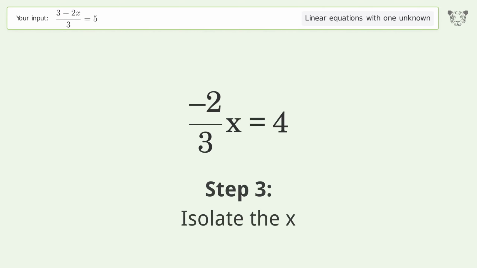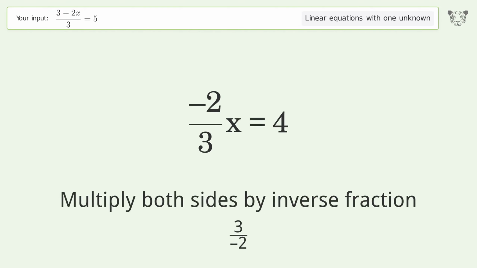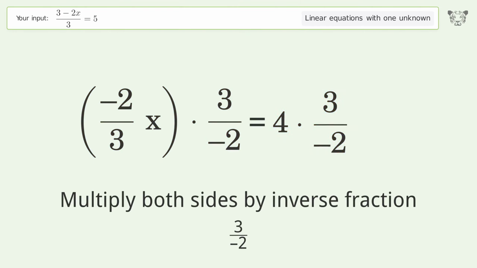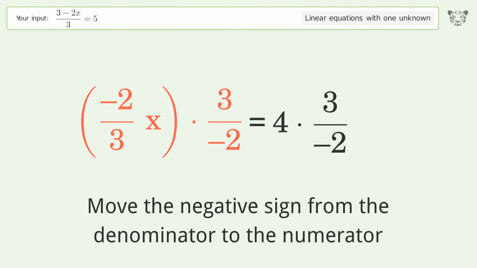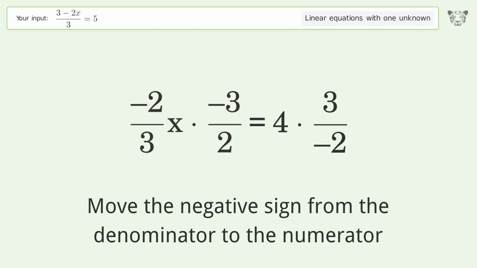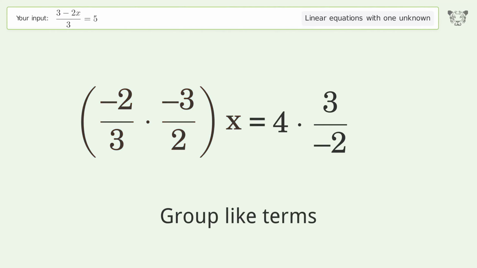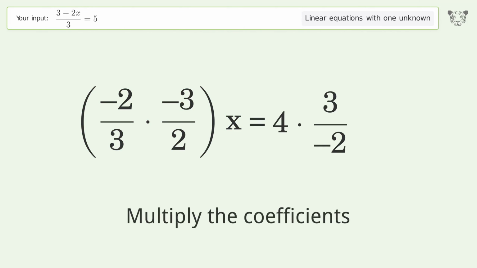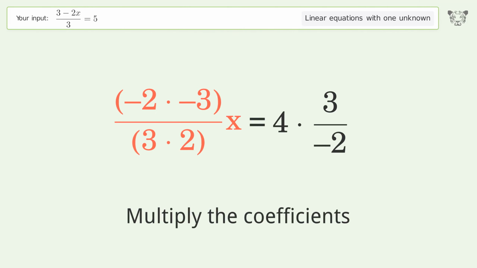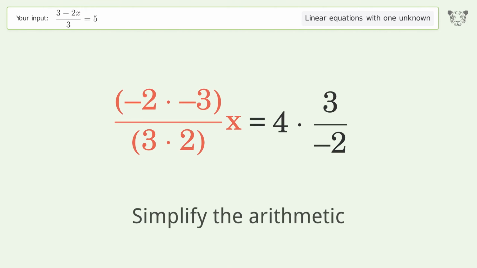Isolate the x. Multiply both sides by the inverse fraction 3 over -2. Move the negative sign from the denominator to the numerator. Group like terms. Multiply the coefficients. Simplify the arithmetic.